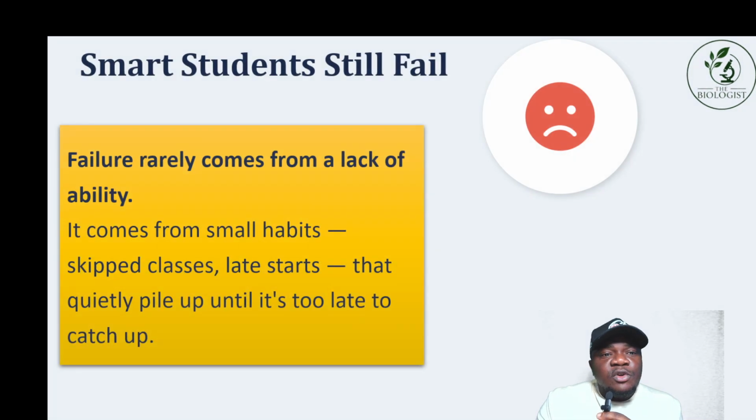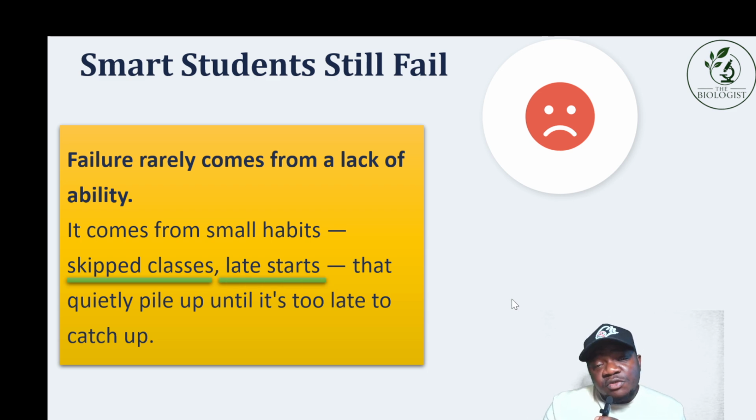Failure doesn't always come from lack of ability, and there are some common habits that bring about failure. For example, when you skip class, there's a possibility that you may not get the information you need for the lesson. Some lecturers and teachers explain key concepts during class. If you depend solely on your book and materials, the teacher may set questions based on what they explained in the classroom, which you may not find in your pamphlet or notebook. That's the reason why it's very important to attend class.